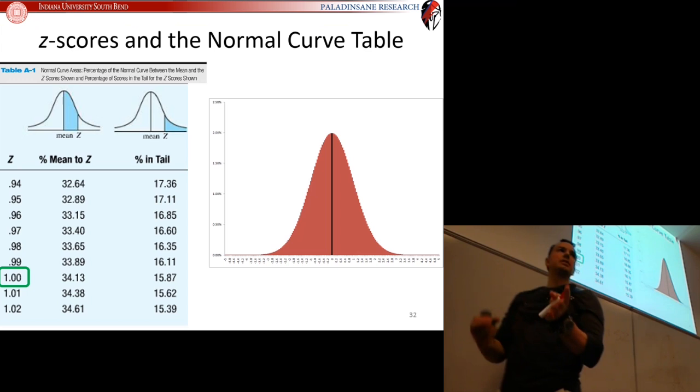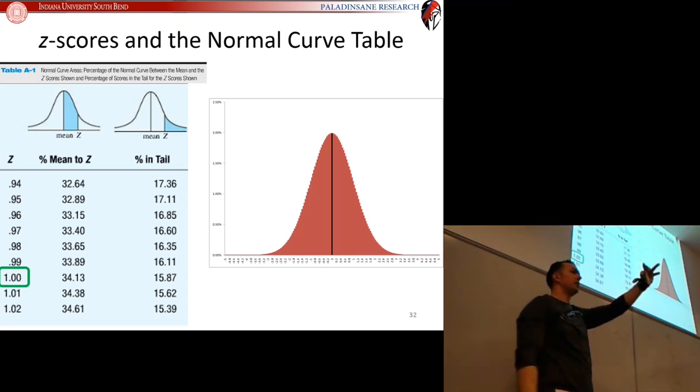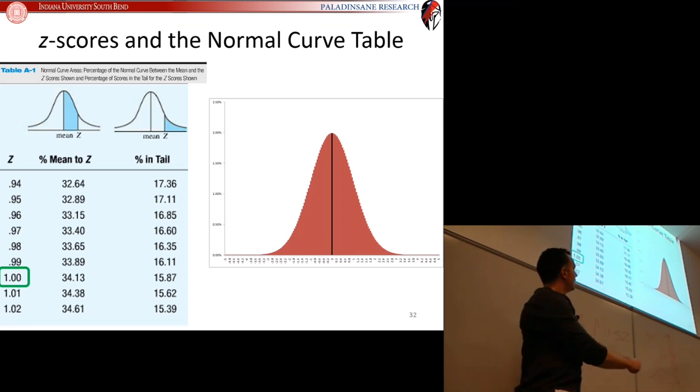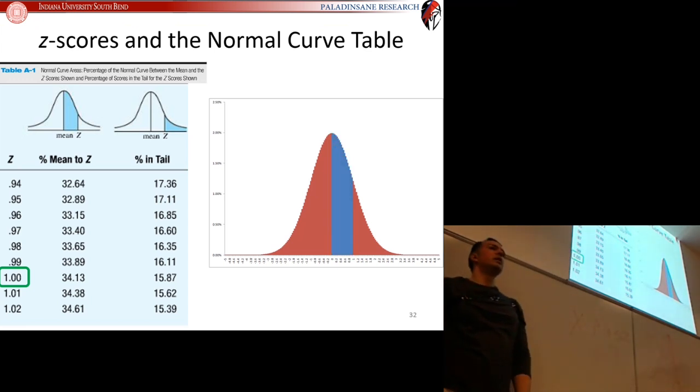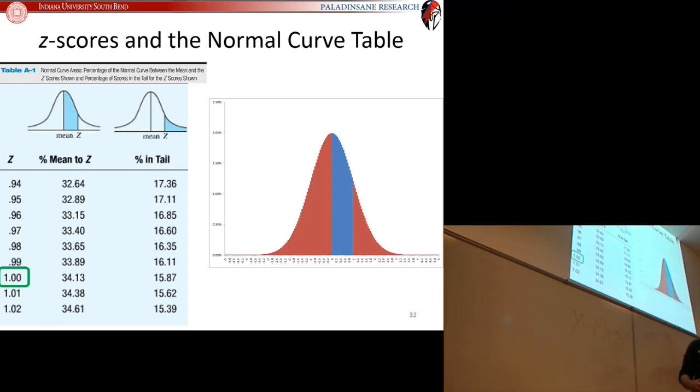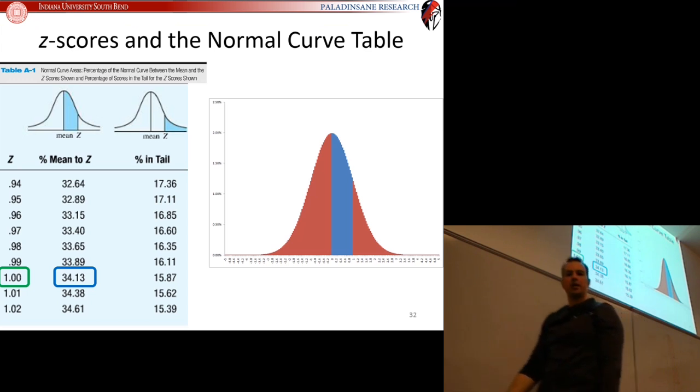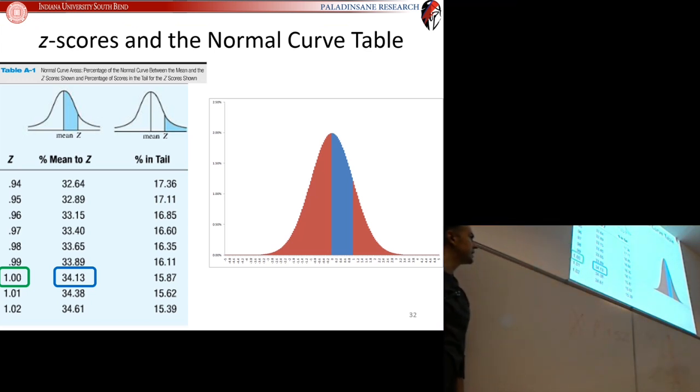If, on the other hand, we were interested in how many people scored above the mean, but below a z-score of 1, well, that is that blue area right there. So once again, we need to decide which one of these columns do we look in. That area right there corresponds to this situation. That's the column you're interested in. So in this case, we go to that column, and we find out that this proportion here is 34.13%.